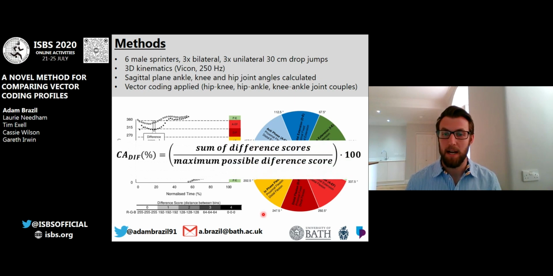But then what we did was to look at the global difference. We summed those difference scores at each point in time and expressed that as a percentage of the maximum possible score to give a holistic measure of similarity of coordination profiles.